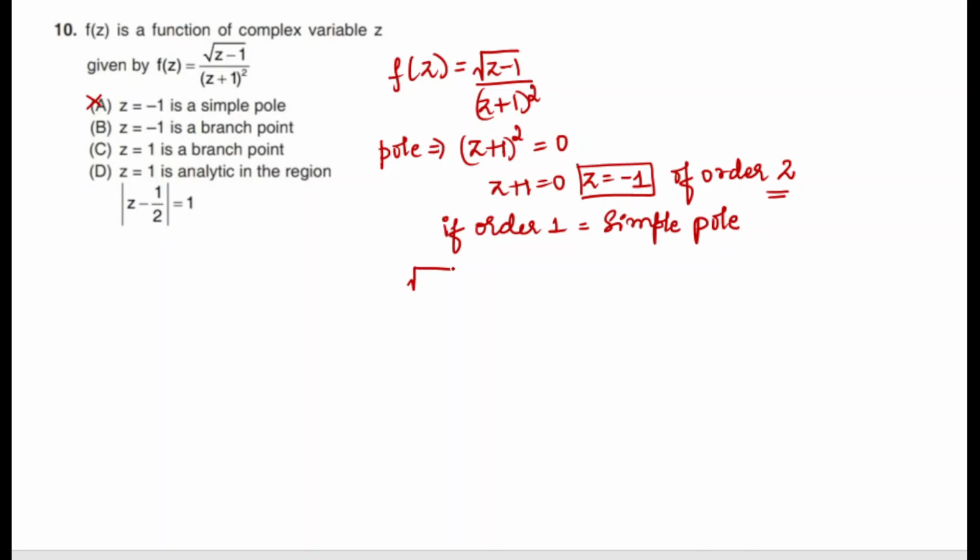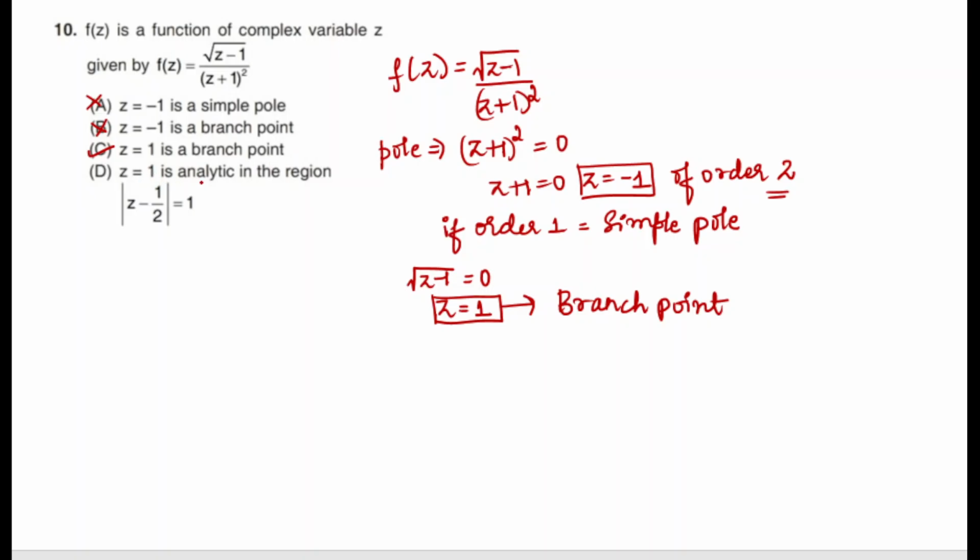I equate the numerator part to 0. If I equate the numerator part, I get z equal to 1, and z equal to 1 I call a branch point. A branch point is a point which has more than one value, not only a single one. So z equal to 1 is called a branch point. Yes, this is the right option.